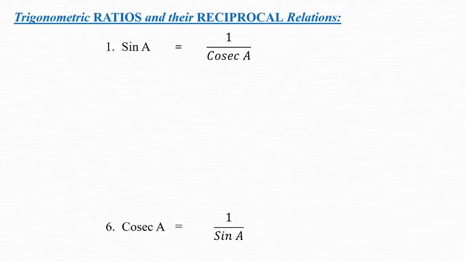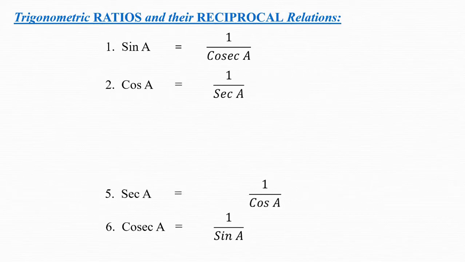Trigonometric ratios and their reciprocal relations. Sin A equals 1 by cosecant A. Cosecant A equals 1 by sin A. Cos A equals 1 by secant A. Secant A equals 1 by cos A.